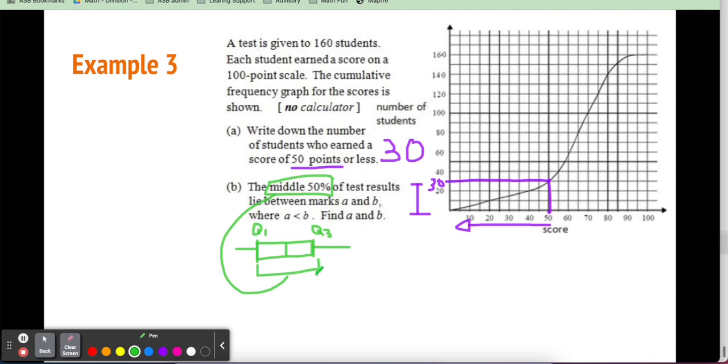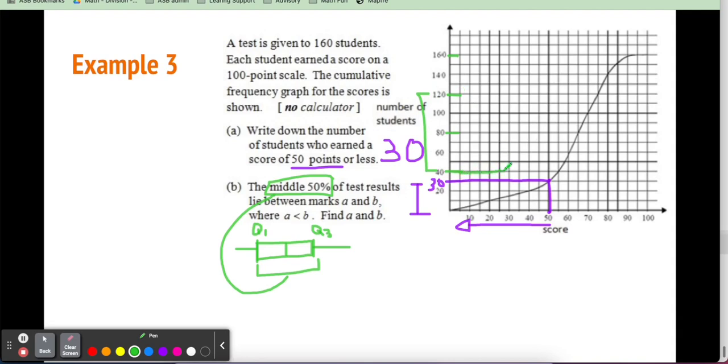So this is a sneaky way that IB has of asking us what is the Q1 and what is the Q3. So how we do that, remember, each section represents 25%. So 160, if I half it, 160 divided by 2, we get 80. My median is going to be here. Then if I half again 80, my Q1 is going to happen at 40 data points. And then if I go halfway between 80 and 160, I'm at 120. So I'm going to be interested in the scores between 40 and 120.